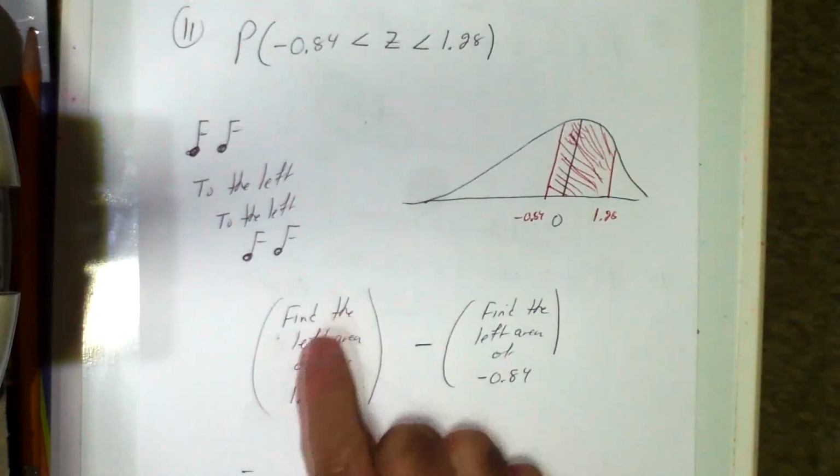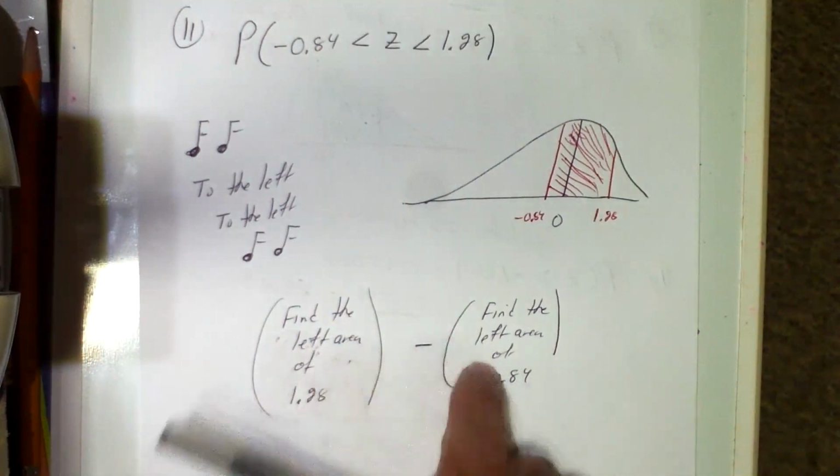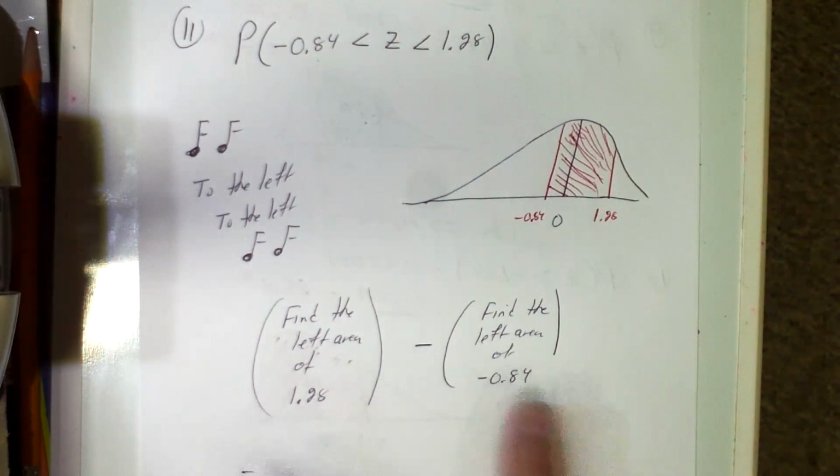So to the left, right? No, to the left, correct. To the left. So each one you have to look up in StatDisk and find its left area. Okay, so let's look at it. Let's plug it in, and I'll tell you why in a little bit.